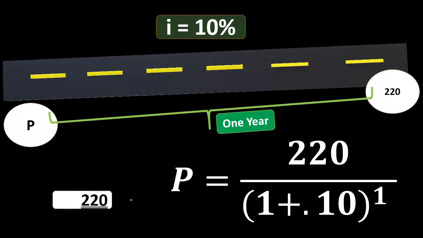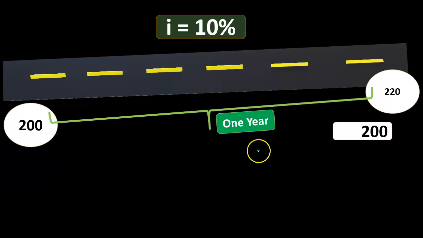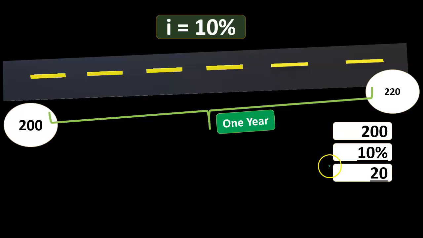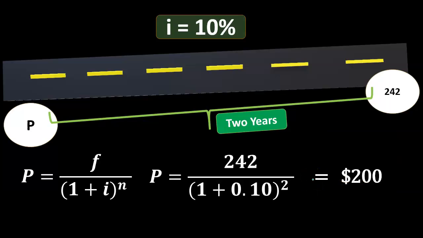And if we want to prove that type of calculation, we could say, all right, let's reverse this. Let's say this is our present value. Multiply that times the 10% rate. That's going to give us $20. The 200 plus the 20 is going to give us the 220. So we can kind of prove our calculation.